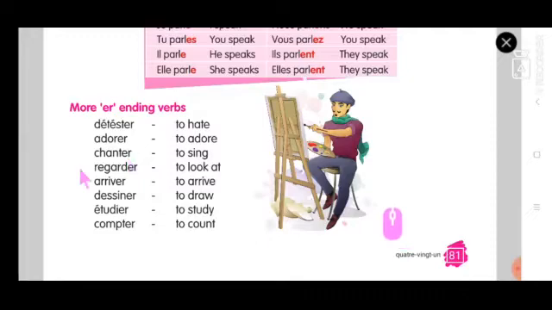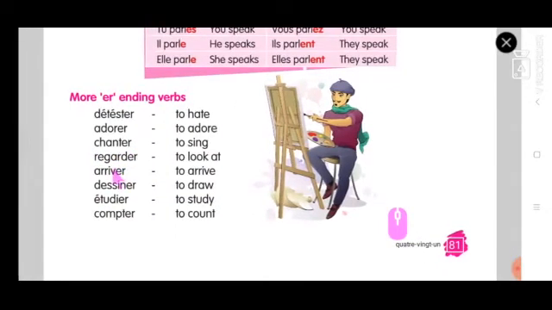So like this you can practice. Regarder. What is the radical of regarder? Regarde. Arriver, arrive. Désigner, désigne. Étudier, étude. Compter, compte.